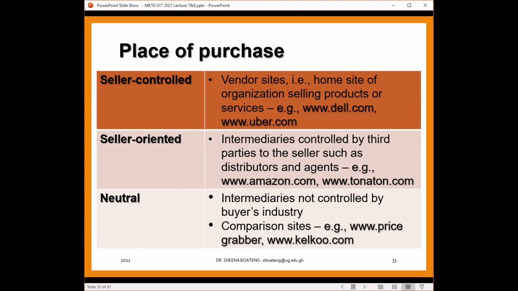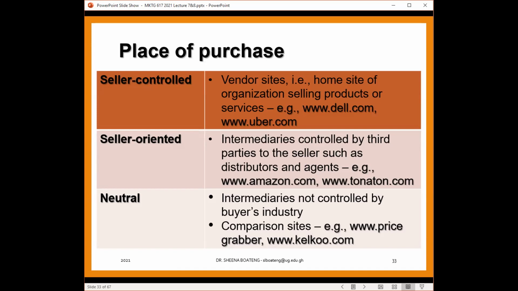These are all platforms which facilitate meetings between buyers and sellers to come together to transact with each other. Next, we can talk about the neutral platforms. And these are neutral because they are neither controlled by buyers nor sellers. They basically provide information that facilitates the transactionary process between the buyers and the sellers.